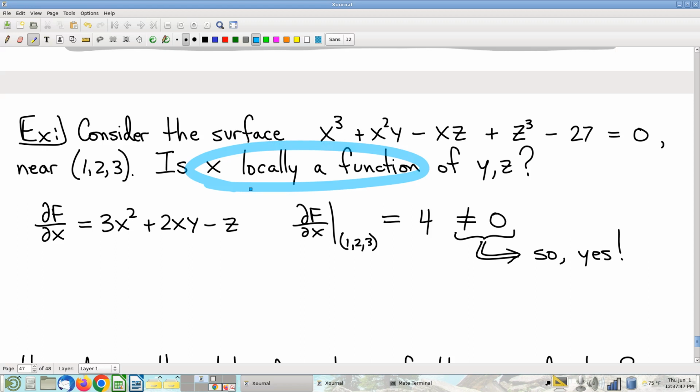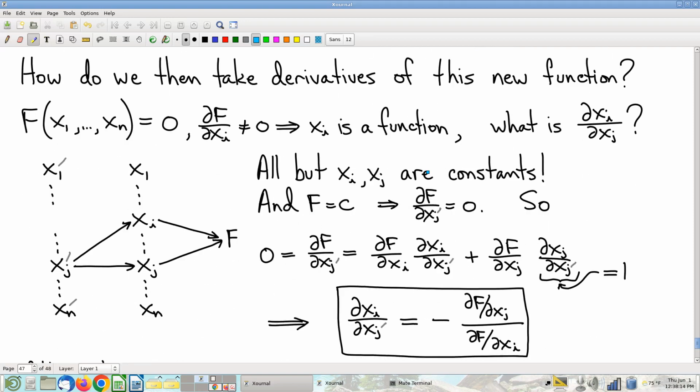Now, why did I want to know if one of the variables is a function of the others? Because I wanted to take a derivative of it, right? I was scared to death that I might accidentally take a derivative of something that isn't a function, which of course is garbage, right? So now that I know it's a function, now I'm allowed to take derivatives of it. And how do we do that? So there's a couple of points of view you can take on this. Here's the first point of view.